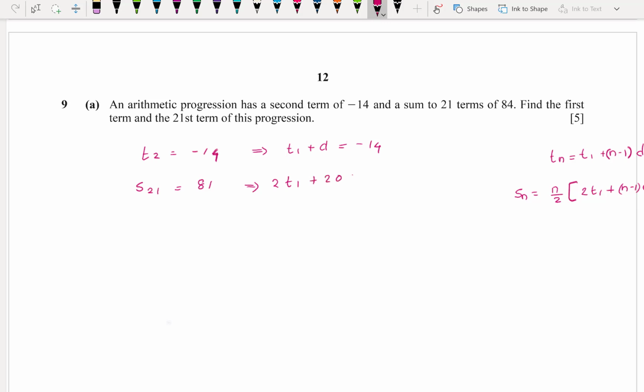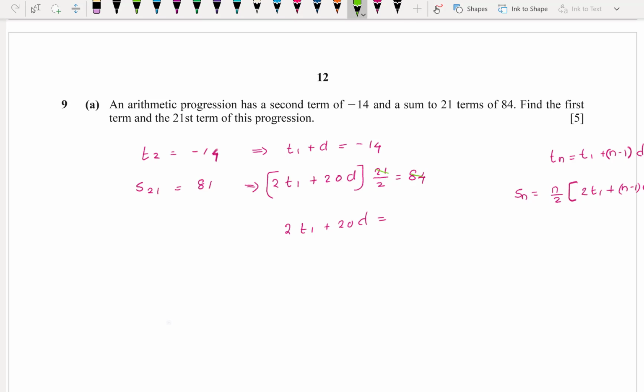So let us do the same thing here. 2T1 plus 20D multiplied by n by 2. In this case, 21 terms. So it is 21 divided by 2 is equal to 84. So this is the advantage. We have got these two simultaneous equations to be solved. Let us simplify it. So how do we do? Let me do it this way. Why don't we take this 21 divided by 2 to the other side? So 2T1 plus 20D is going to be, 21 and 84 can get cancelled out.